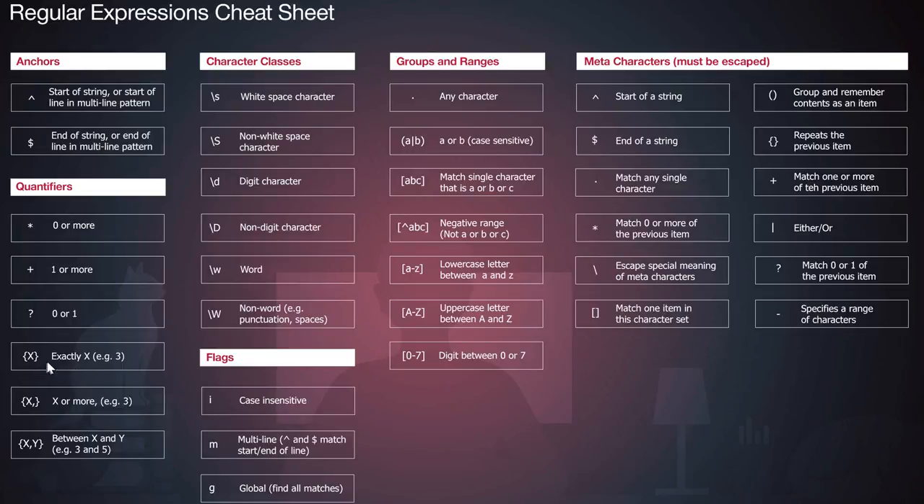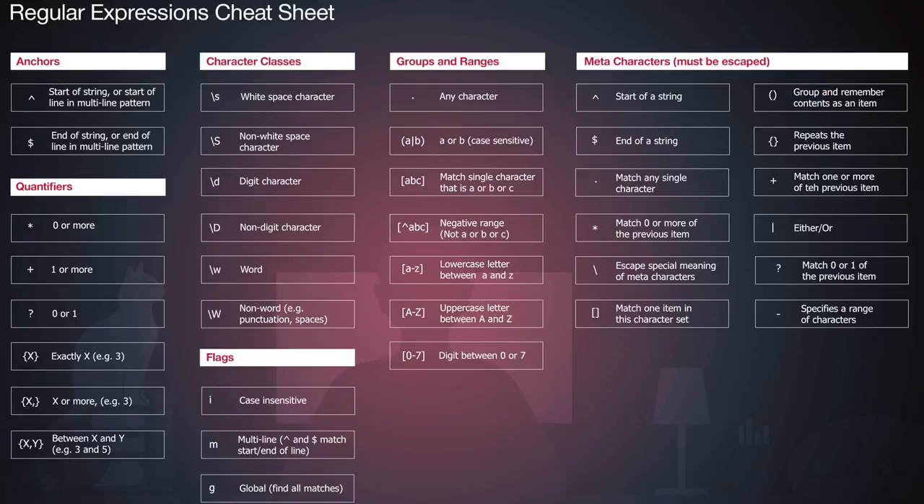All right, so X: if you put the number inside the curly brackets, that will mean match it exactly this many times. And if you put a number followed by a comma, you can say X or more times. And then you can also have between X and Y, which is X, comma, Y. So you can say 1, comma 5, and that will match any digit between 1 and 5.